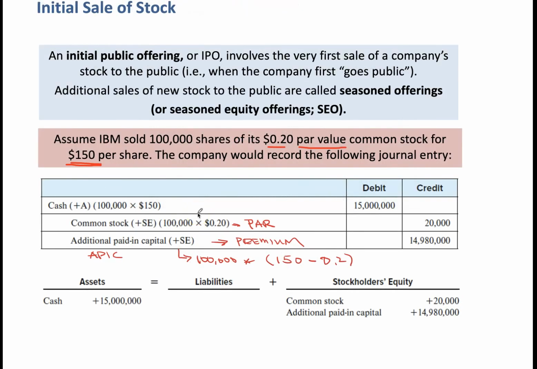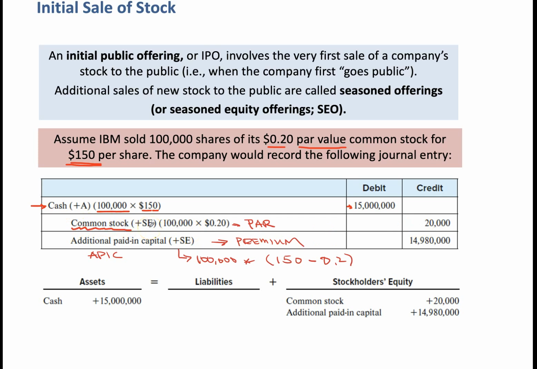All right, when accountants record a transaction in the IPO or the SEO or any issuance of new stocks, the first thing we would record is cash, because we receive cash. By selling the stock for $150 per share and selling 100,000 shares of them, the company got $15 million of cash. Now, this $15 million cash would be split into two parts. The first part is associated with the par value, 100,000 shares multiplied by the 20 cents par value, which is $20,000, would be associated with an account called the common stock.